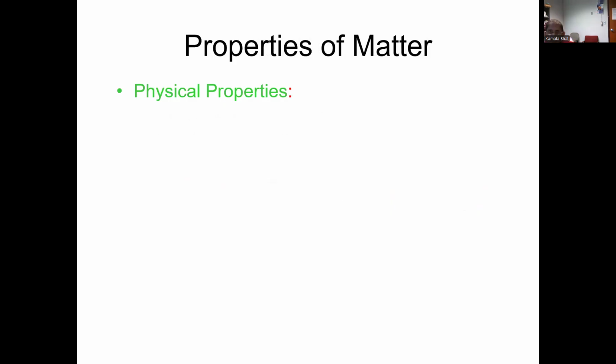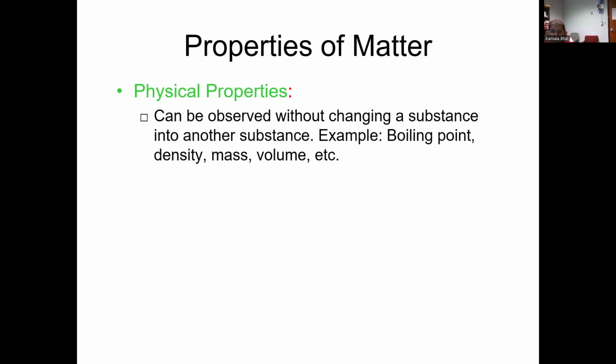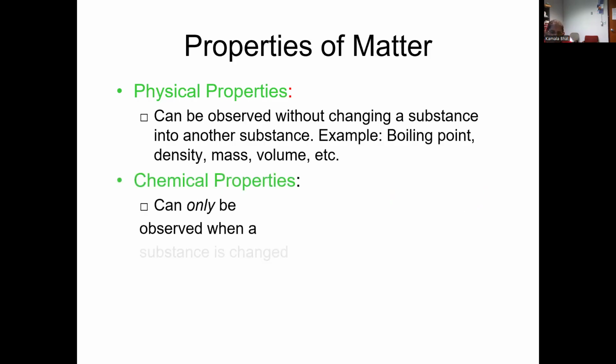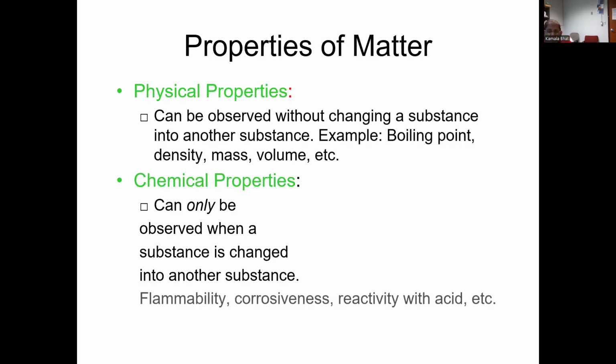The physical properties of matter can be observed without changing a substance into another substance. That means its composition remains the same. Examples are boiling point, density, mass, volume. Chemical properties can only be observed when a substance is changed from one substance to another. Therefore, a completely new substance is formed. The properties of the original substance are completely changed. Examples: flammability, corrosiveness, reactivity with acid.